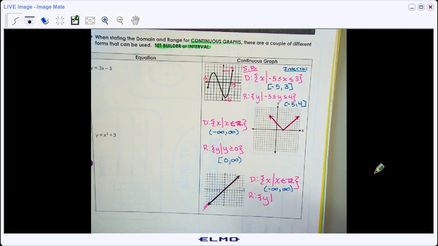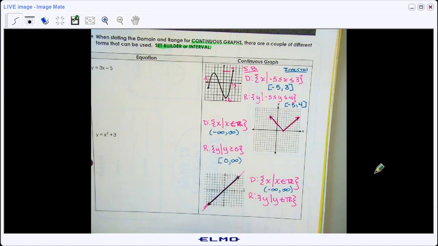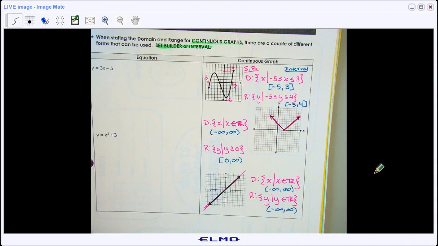For my y's, again, this is going to keep going forever up and this is going to keep going forever down. So this is also going to be an element of the reals. This is going to use every y value imaginable. So y is an element of the reals. This would also be negative infinity to positive infinity. So those are my continuous graphs.